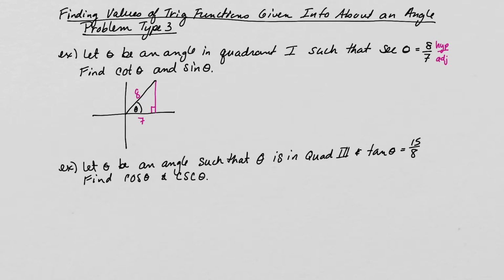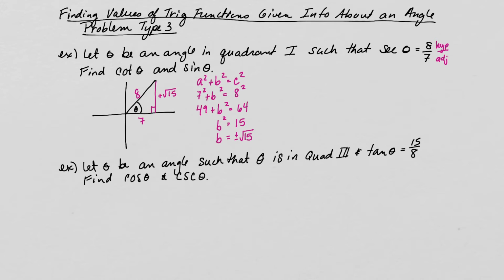So if I use the Pythagorean Theorem, a squared plus b squared equals c squared. So a is going to be, we'll call that the 7. So 7 squared plus b squared equals 8 squared. So 49 plus b squared equals 64. If I take the 64 minus 49, b squared is going to be 15. So b is going to be plus or minus the square root of 15. And since we're dealing with an angle in quadrant 1, we're talking about plus the square root of 15 here.